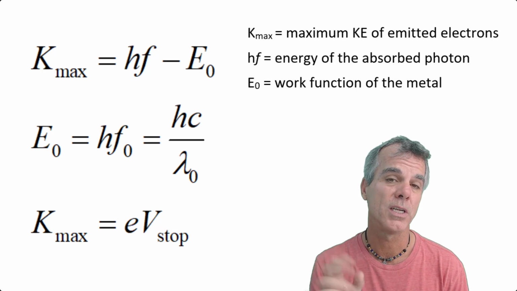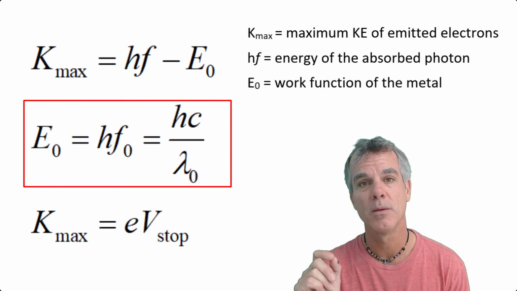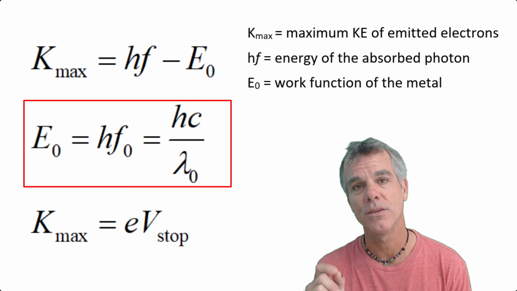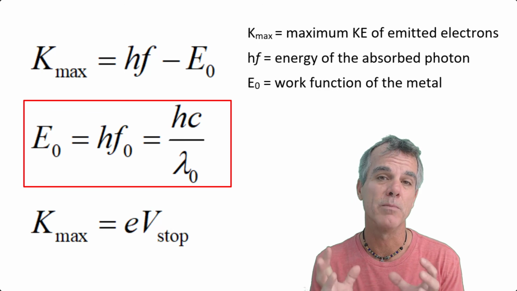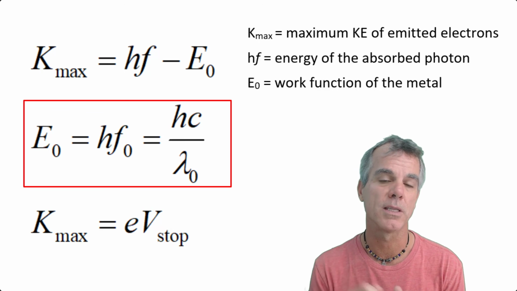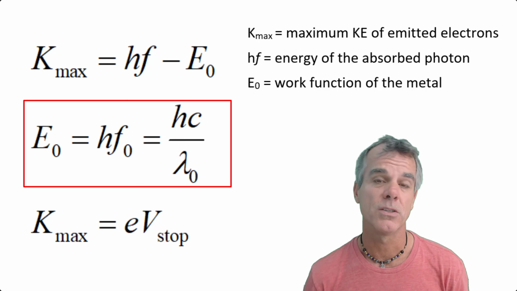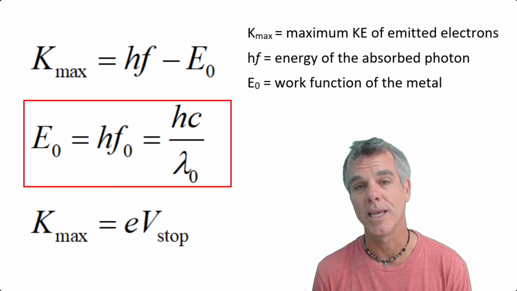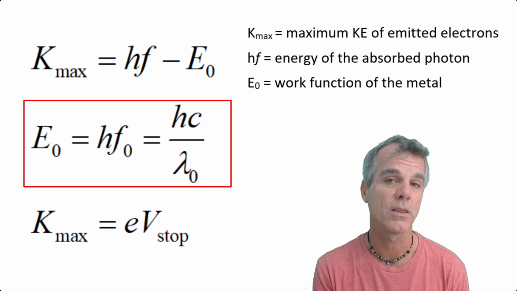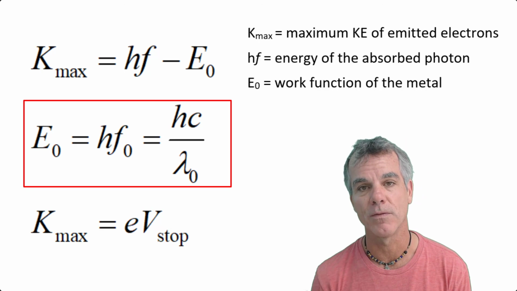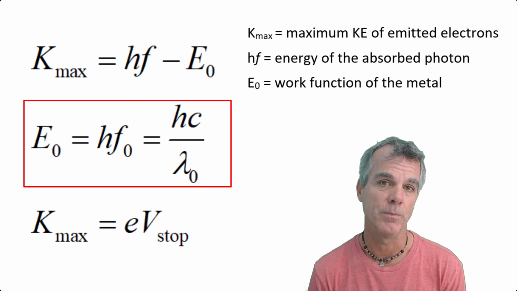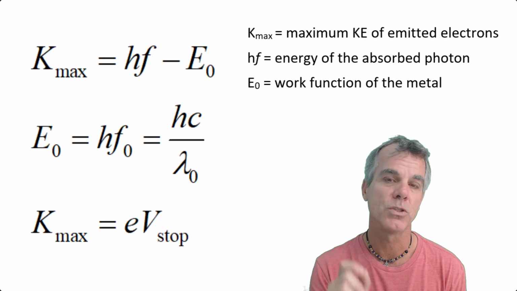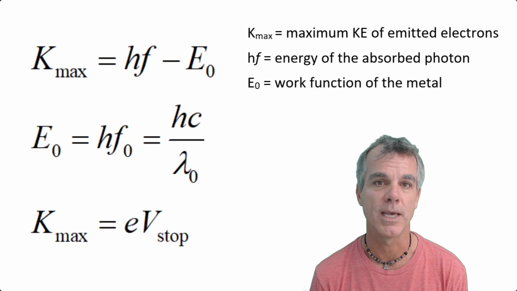Now the work function E naught is equal to Planck's constant h times f naught, where f naught is called the threshold frequency, which is the minimum frequency photon that will eject an electron. Work function is also equal to hc divided by lambda naught, where lambda naught is the threshold wavelength, which is the maximum wavelength photon that will eject an electron. And remember, a useful shortcut is hc equals 1240 electron volt nanometers.